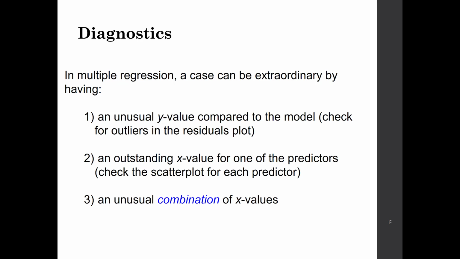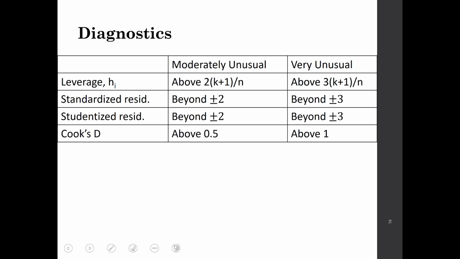We talked about outliers, leverage, and influence in simple linear regression, and as promised, we're revisiting it in multiple regression. In multiple regression, a case can be extraordinary by having an unusual y value compared to the model, so a high residual, an outstanding x value for one of the predictors, or an unusual combination of x values. We had this table already from simple linear regression, so the same one holds here.